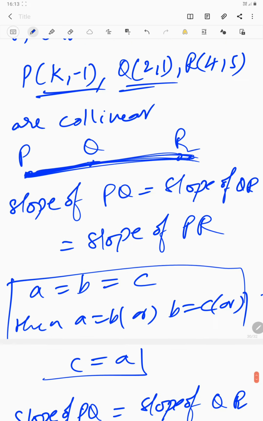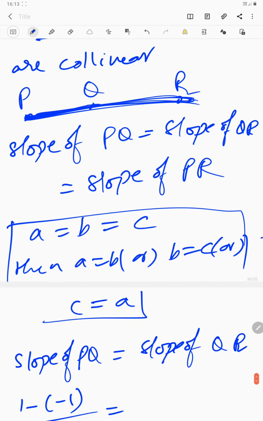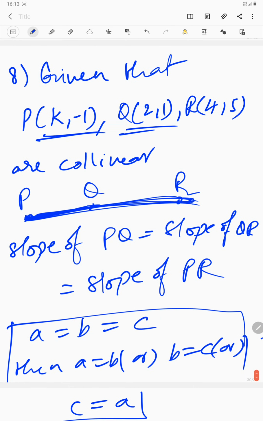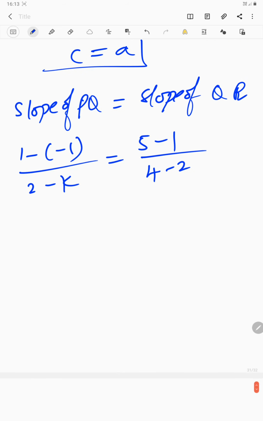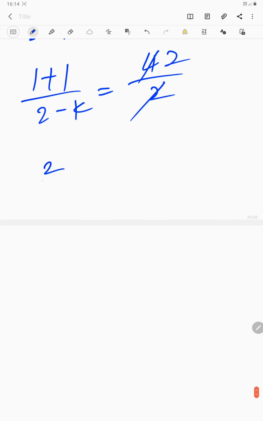is equal to QR. R, y2 5, y1 1, that is 5 minus 1 upon x2 minus x1, 4 minus 2. Now minus of minus plus, that is 1 plus 1 upon 2 minus k is equal to 5 minus 1, 4, 4 minus 2, 2. 1 plus 1, 2 upon 2 minus k is equal to 2.